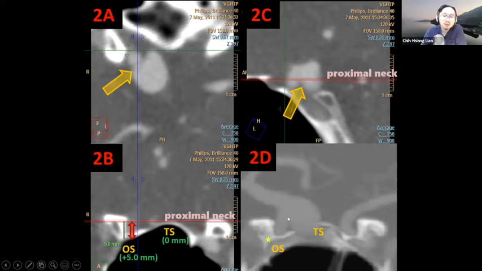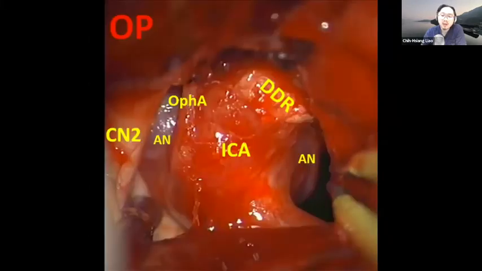Then I will compare it with the actual OP finding. This is the dural ring and the aneurysm is here. So the aneurysm is actually an intradural one.